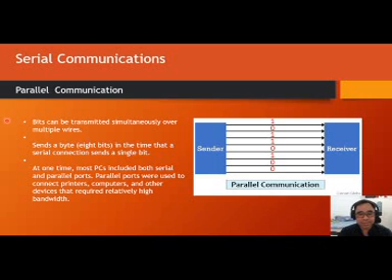Parallel communication. Bits can be transmitted simultaneously over multiple wires. It sends a byte, 8 bits, since 1 byte is equal to 8 bits, in the time that a serial connection sends a single bit. At one time, most PCs included both serial and parallel ports. Parallel ports were used to connect printers, computers, and other old devices, which we usually don't use anymore, I think, because we use universal serial bus.